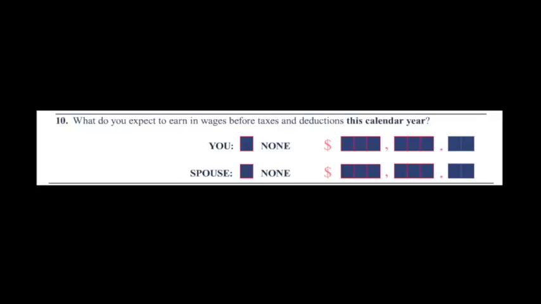Question 10 asks about wages in this calendar year. Sometimes people have retired in the year you are helping them, so just estimate the amount that it was in this year. If they retired the year before, you still need to complete the application.